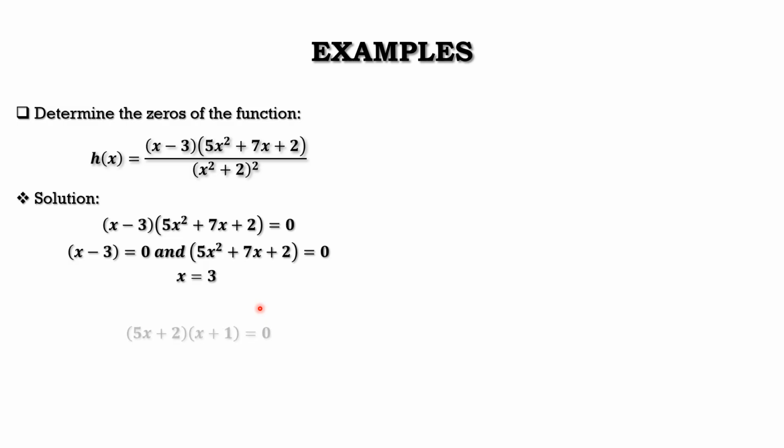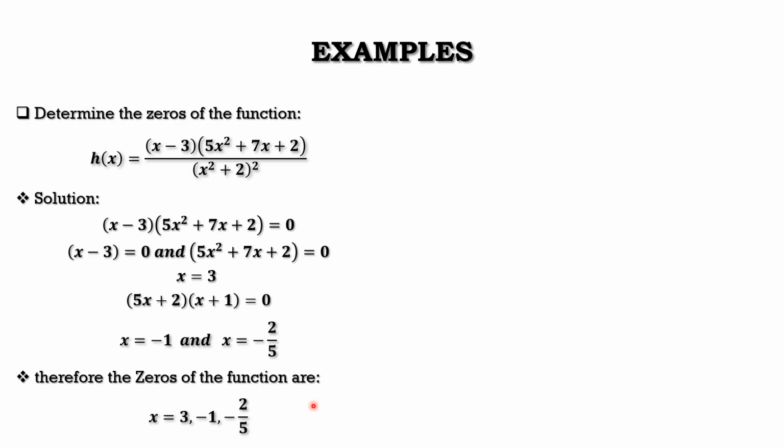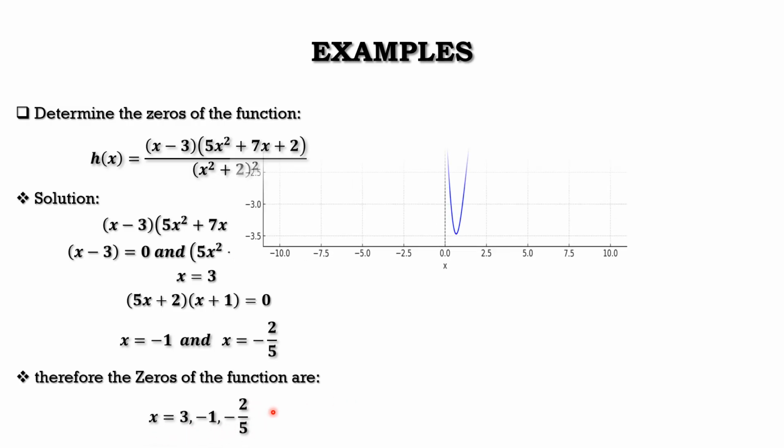We solve the first one first, and when you solve it, we are going to have x equal to 3. Then also find the factors of 5x squared plus 7x plus 2 as 5x plus 2 in one bracket and x plus 1 in another bracket, all equal to 0, which will give us x equal to negative 1 and x equal to minus 2 over 5. So therefore the zeros of the function are x equal to 3, minus 1, and minus 2 on 5.